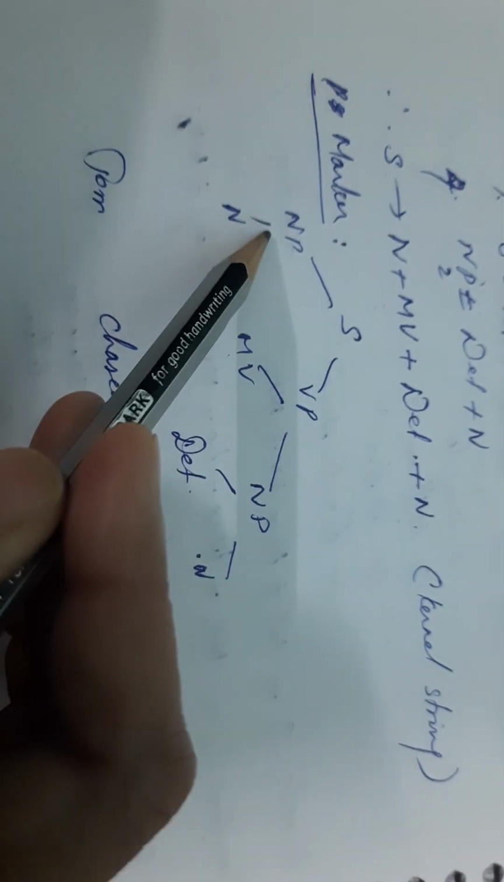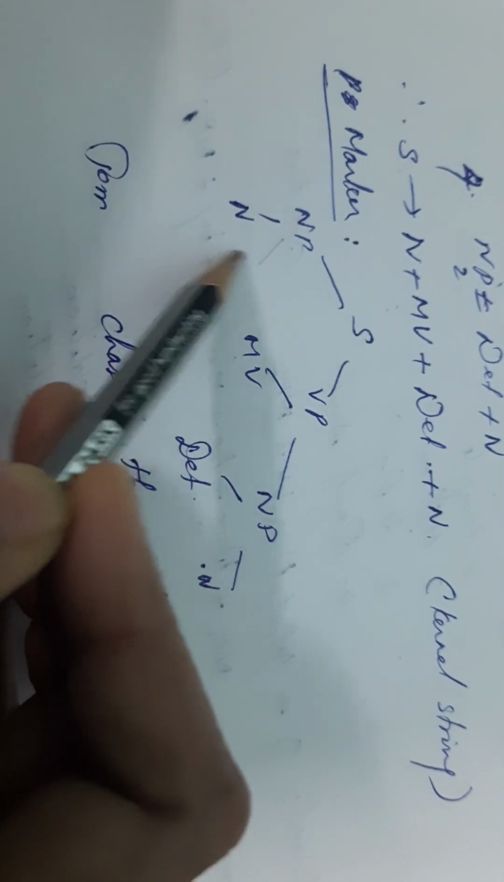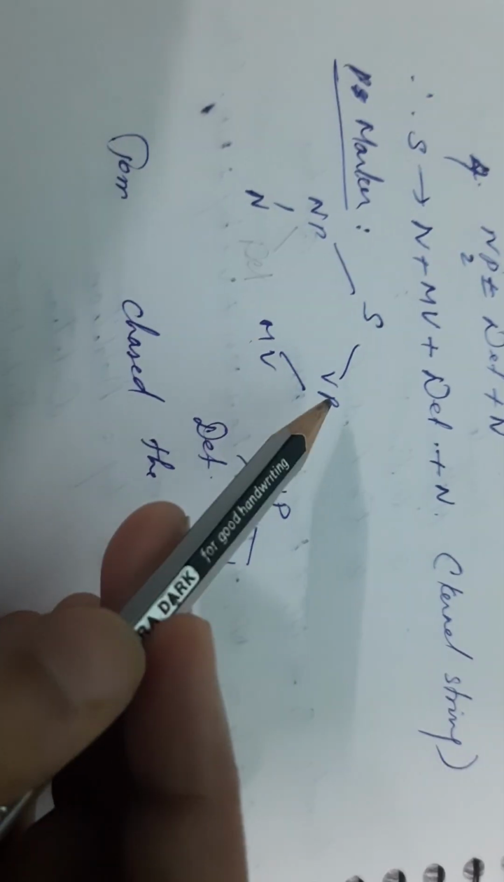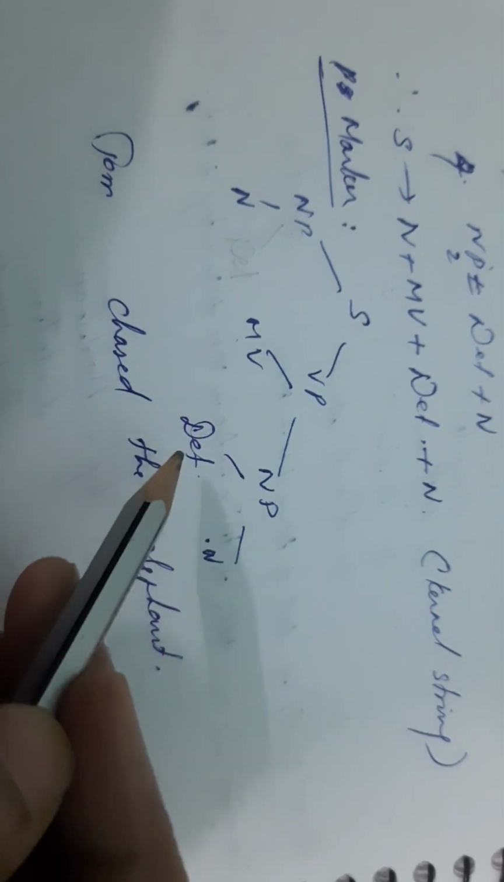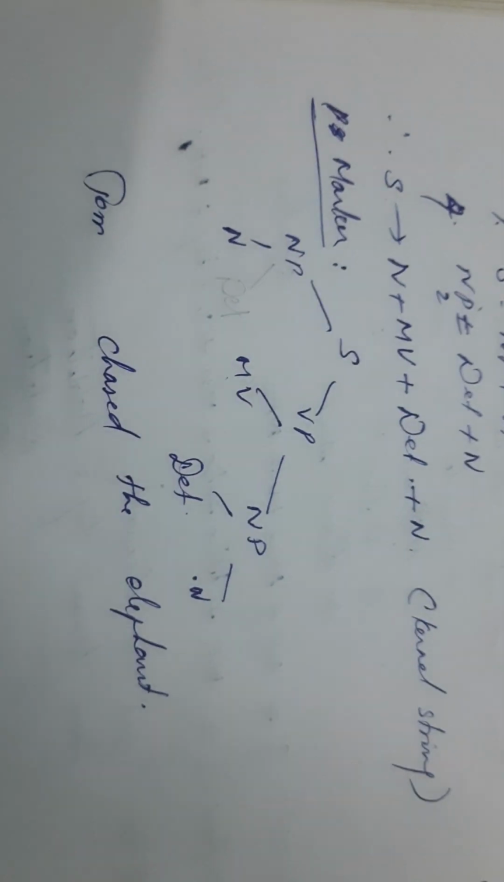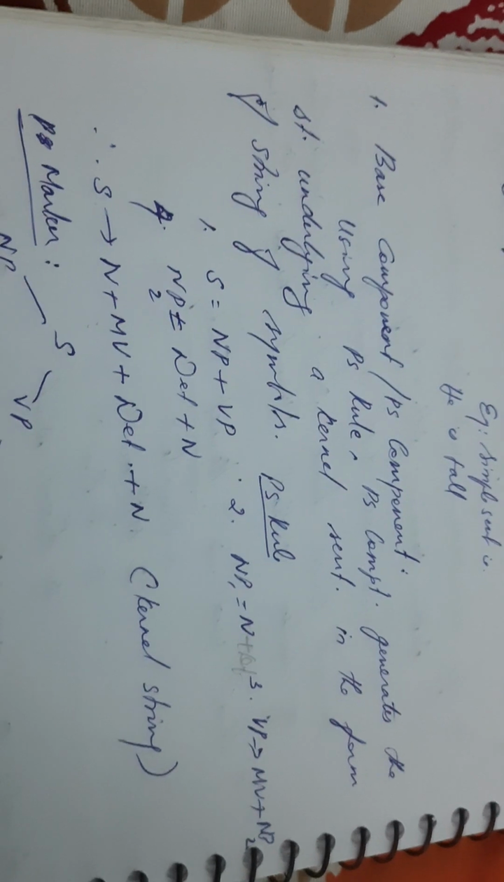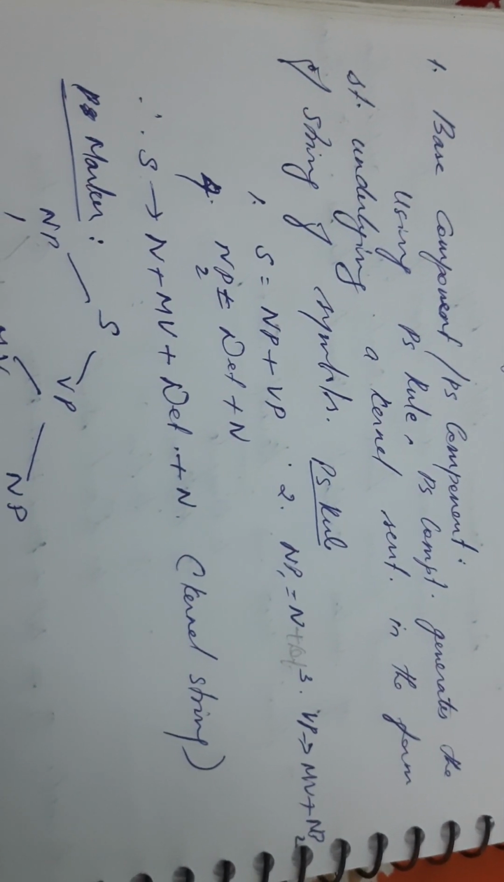So sentence is divided into NP and VP, and NP is equal to N plus determiner. Here you can put it as determiner, and then VP is divided into MV and NP, and NP is again divided into determiner and N. Okay, so this is a sentence: Tom chased the elephant. So this is an obligatory component, meaning that it is a must.